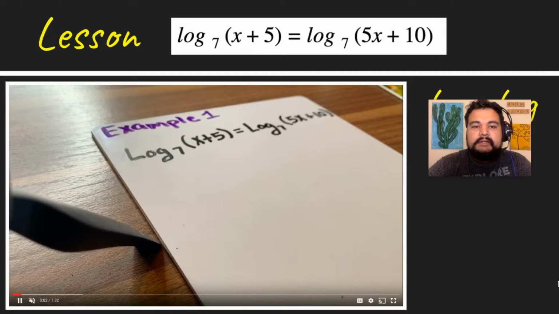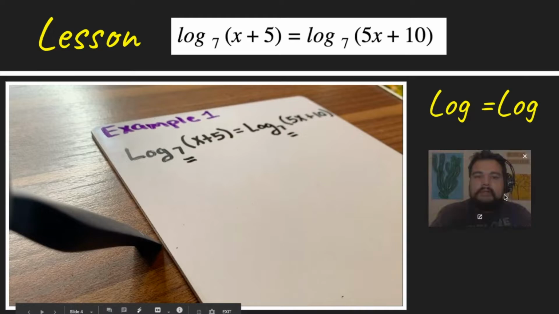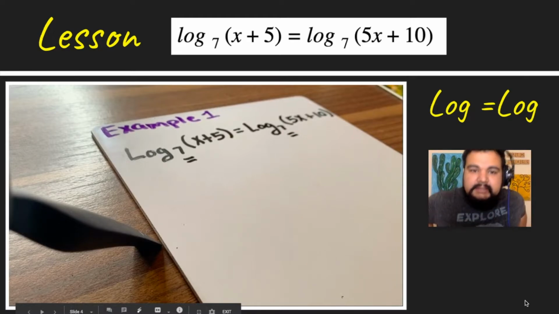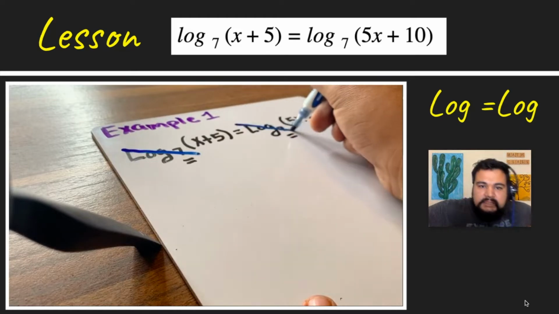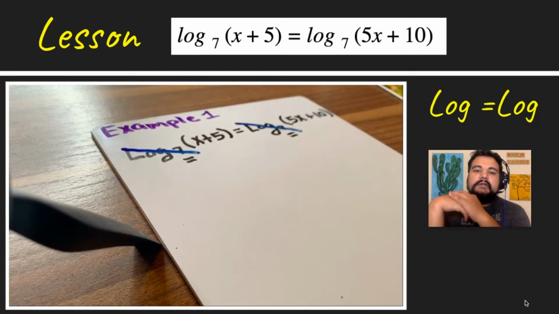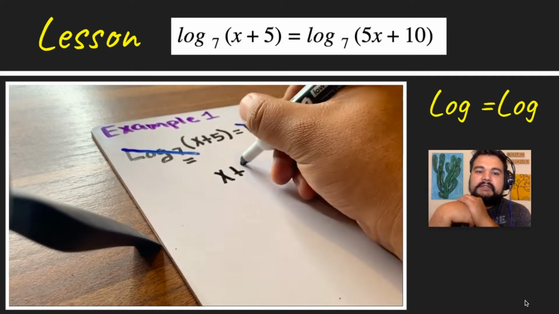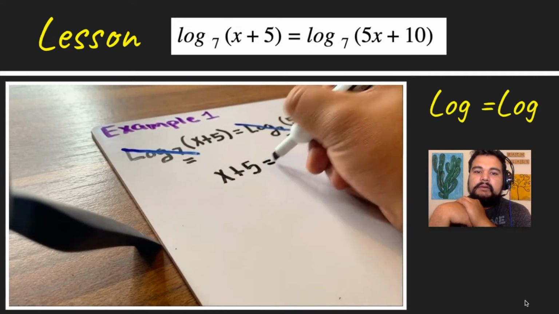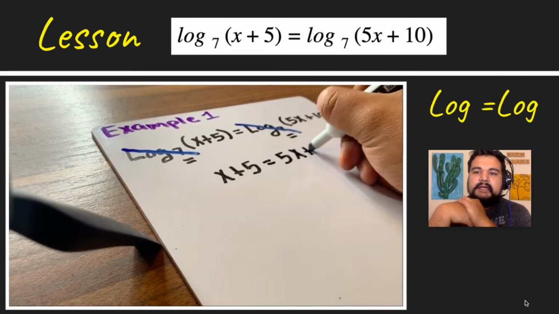Now for our lesson today, we need to talk about log equals a log. Now they do have to have the same base, and when a log is equal to a log, they really just cancel each other out. So you end up with the insides of the log. So in this case, it's x plus 5 equals to 5x plus 10.